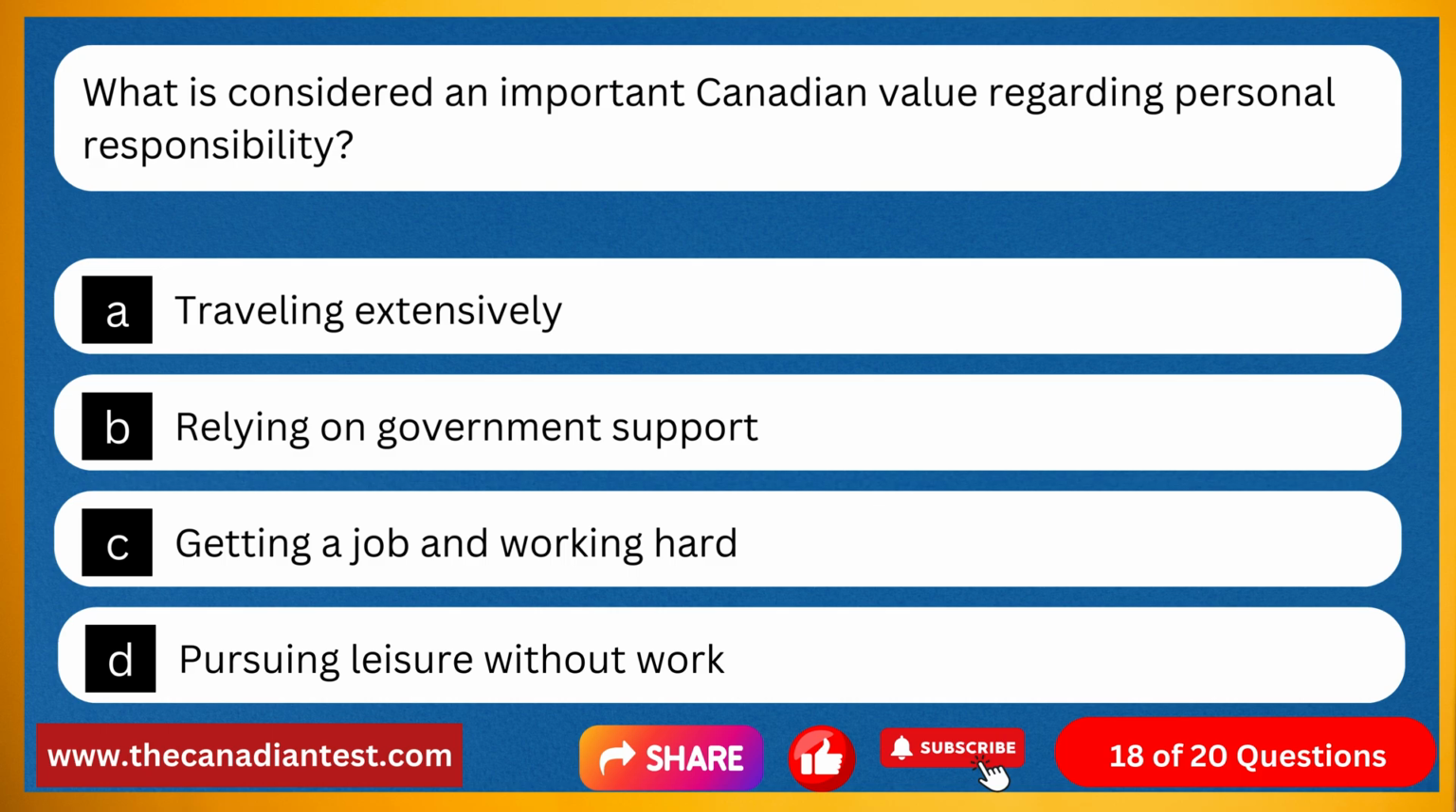Question 18. What is considered an important Canadian value regarding personal responsibility? Option A, traveling extensively. Option B, relying on government support. Option C, getting a job and working hard. Option D, pursuing leisure without work.